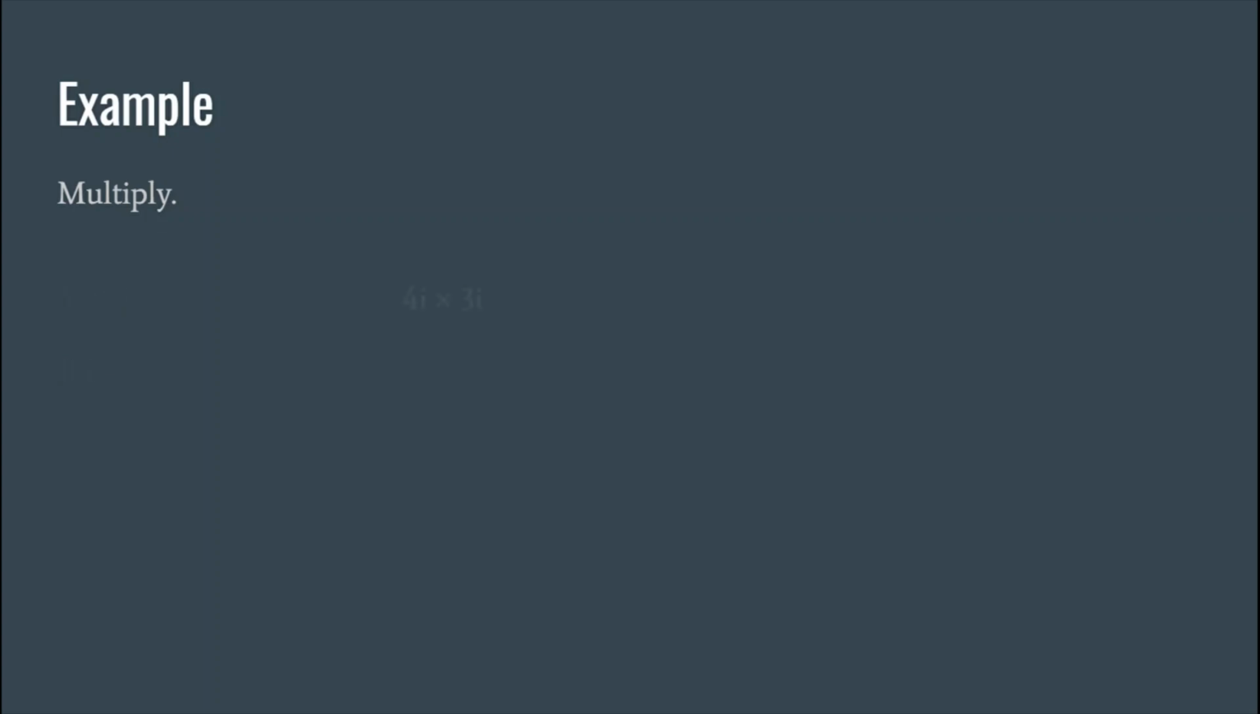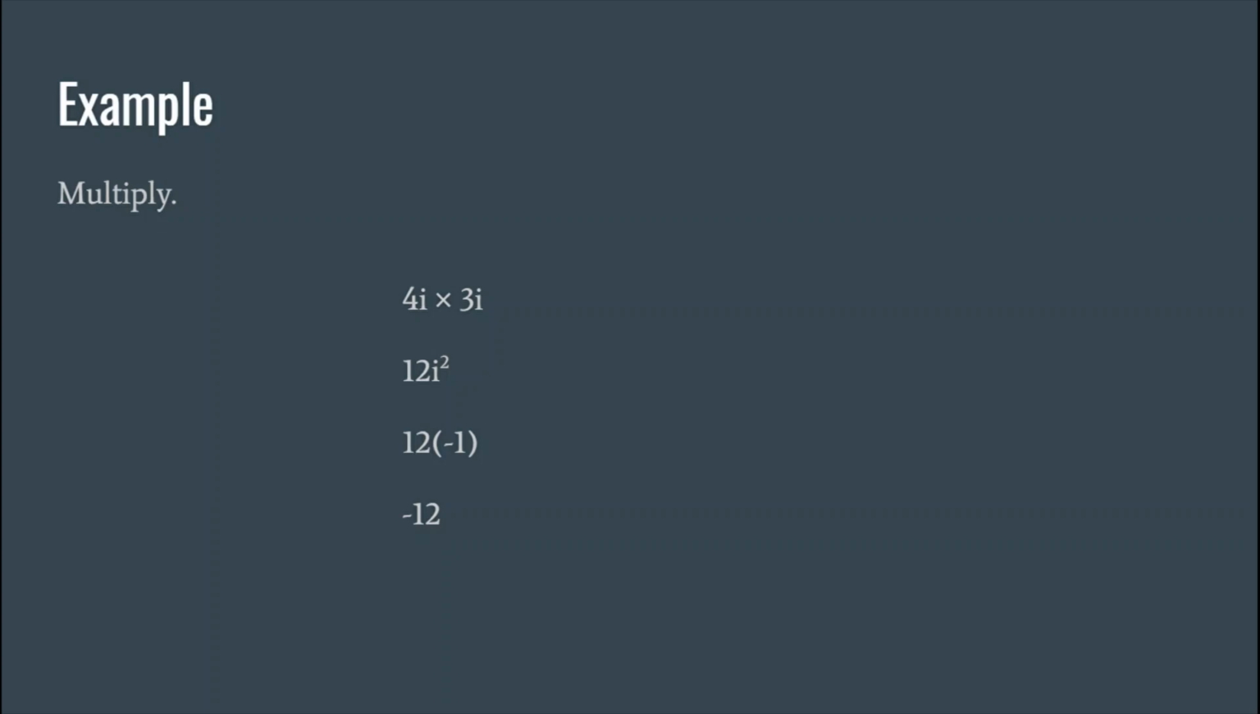Let's try another example here. We got 4i times 3i. If you multiply that together, you get 12i squared. Now here you have an i squared, and like I mentioned in the previous slide, you don't want to leave it as i squared. I squared, as I mentioned, is equal to -1. So you want to simplify that, and then all you're doing is evaluating.